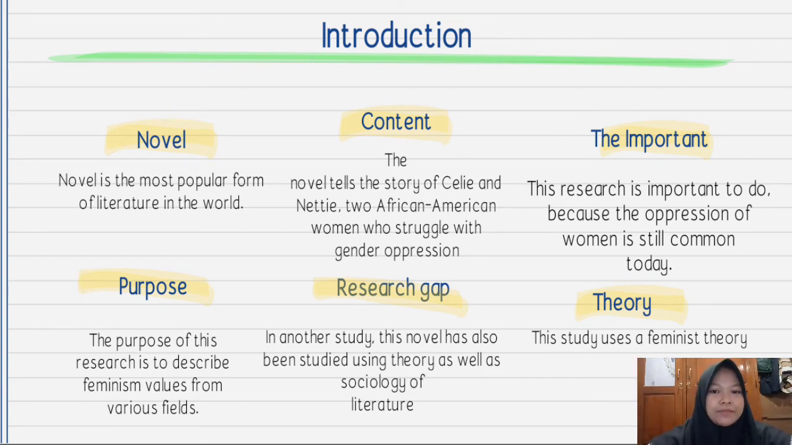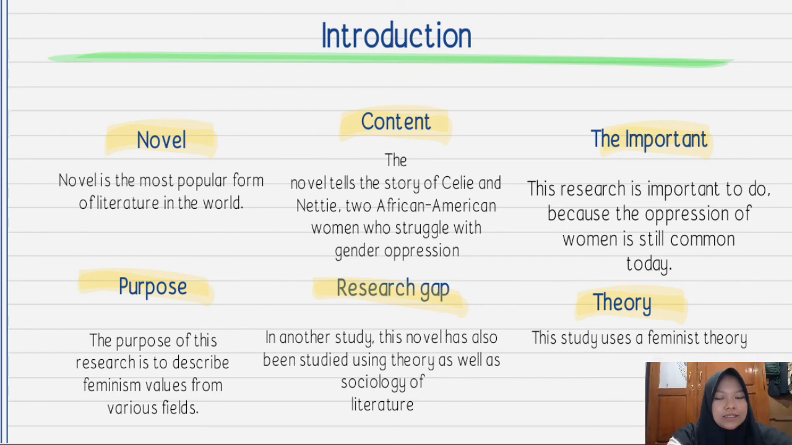Before this study, in other studies, this novel has also been studied by other students using the theory of sociology of literature, with researcher Dian Peranda Wulandari, entitled Black People's Lack of Informal Education as Reflected in The Color Purple by Alice Walker in 2020. In her research, Wulandari focused on the impact of the black community's lack of knowledge of informal education described in the novel.